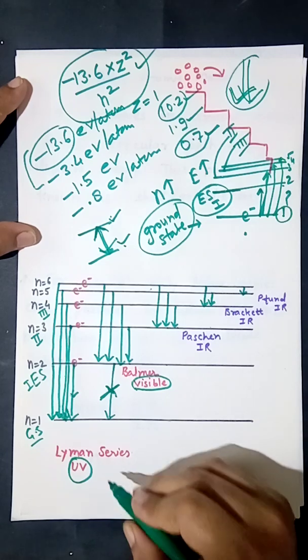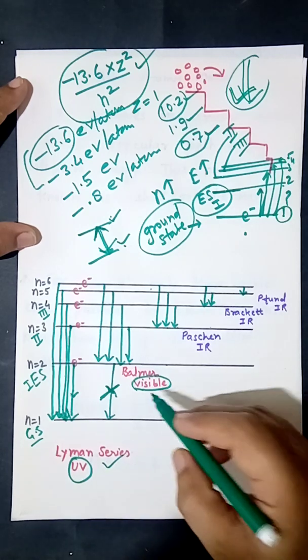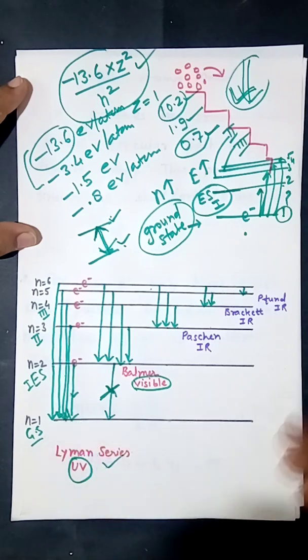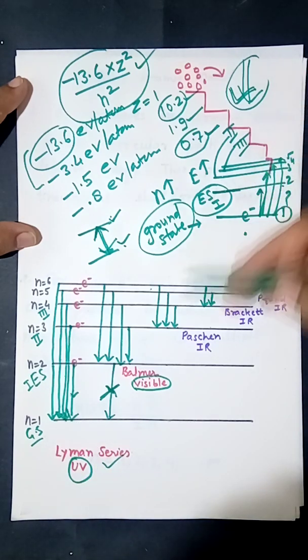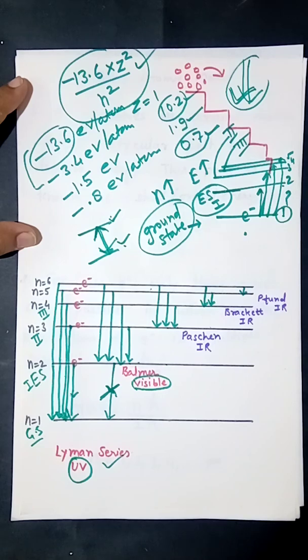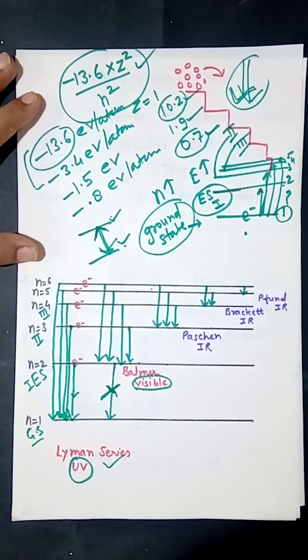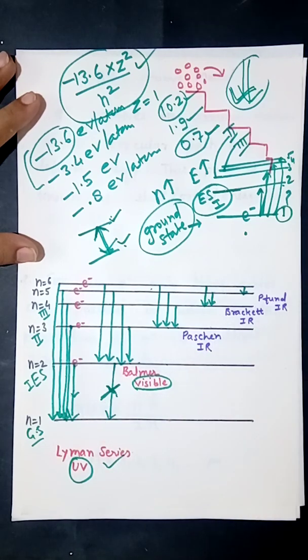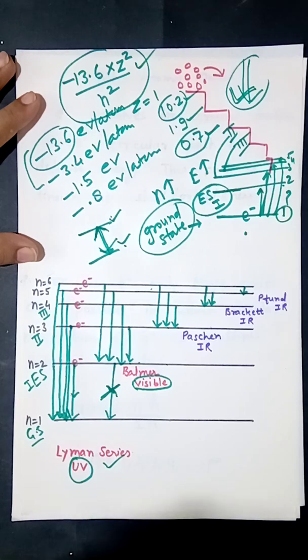We should remember the names of the series: Lyman, Balmer, Paschen, Brackett, Pfund. Whenever an electron returns to the first shell, it is the Lyman series. Electron returns to the second shell, it is the Balmer series. Third shell, it is the Paschen series. Fourth shell, Brackett. You can ask a question here: how many total spectrum lines, the radiations are also known as spectrum lines, are obtained here?